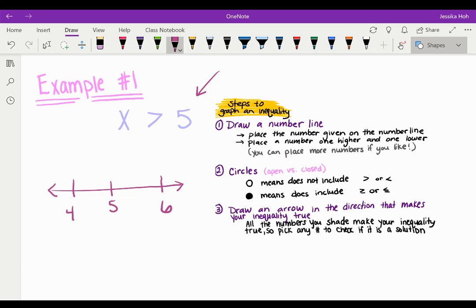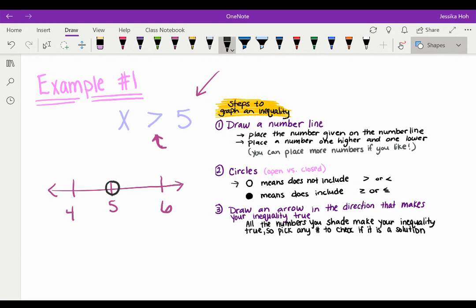It doesn't have to be exactly 1. It could be 2 higher and 2 lower, 3 higher, 3 lower, etc. Or you can even add more numbers if you like. Step number 2, open versus closed circle. My inequality is a greater than symbol, so that means I'm going to have an open circle at the 5. That means it does not include 5 as its answer.